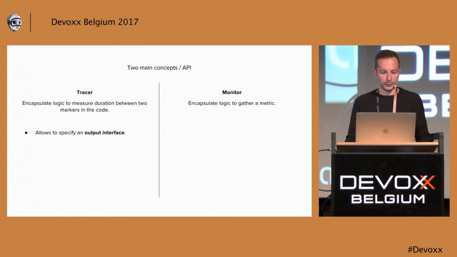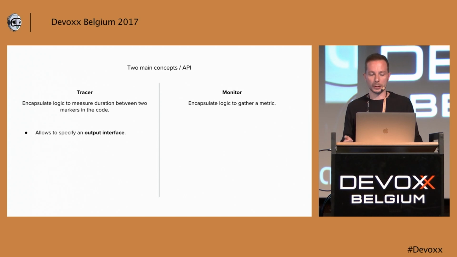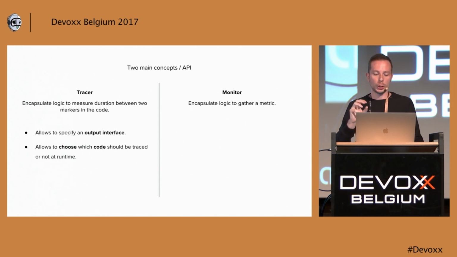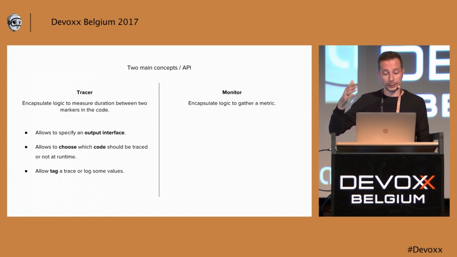A bunch of requirements about these ones. We want to have an output interface. This is important because we may want to write to a file, or we may want to make a network request and send this data to a backend. We want to choose which code should be traced or not at runtime. And we should be able to tag or trace, or allow a tag to trace or log some values.